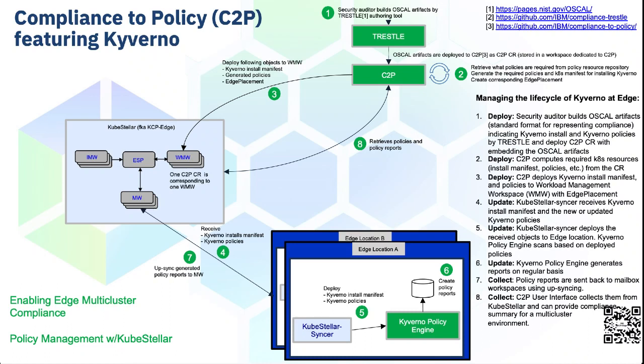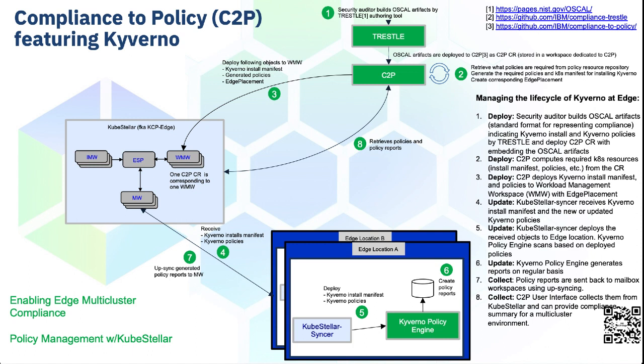First stop is compliance to policy, C2P, using Trestle featuring Kyverno. Yana, please take it away. Sure, thanks, Andy. So this chart explains compliance to policy integrated with KCP Edge.